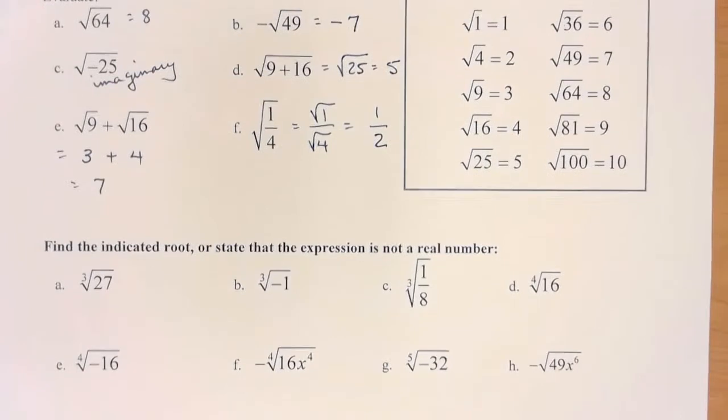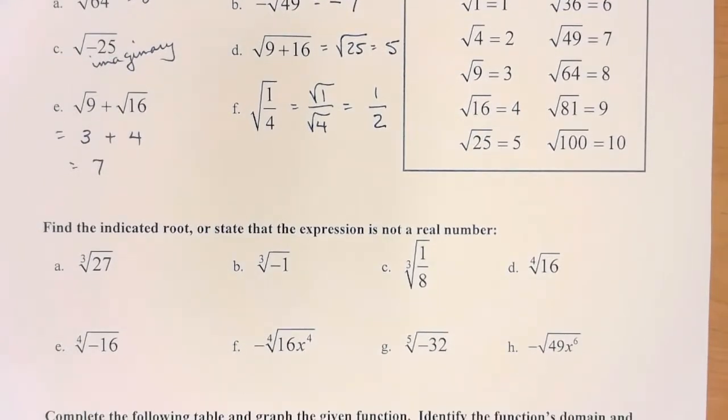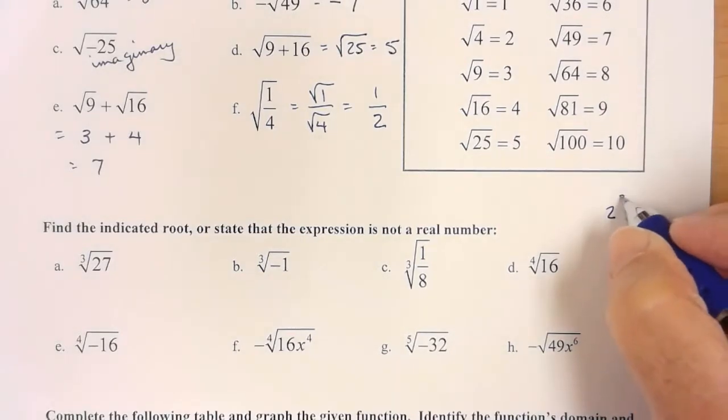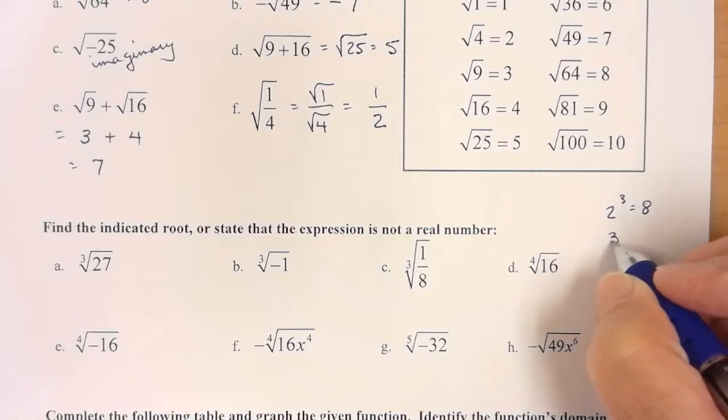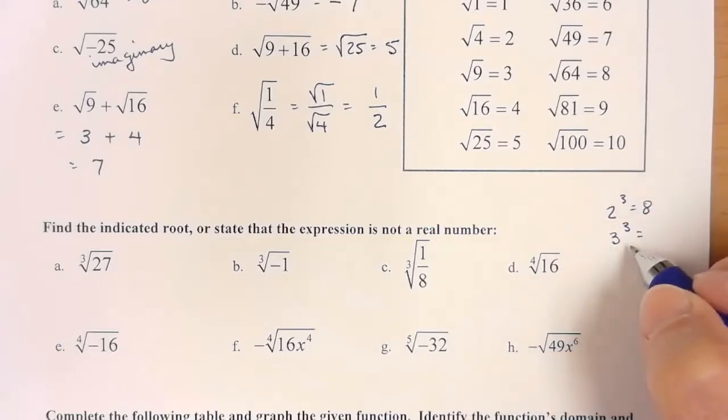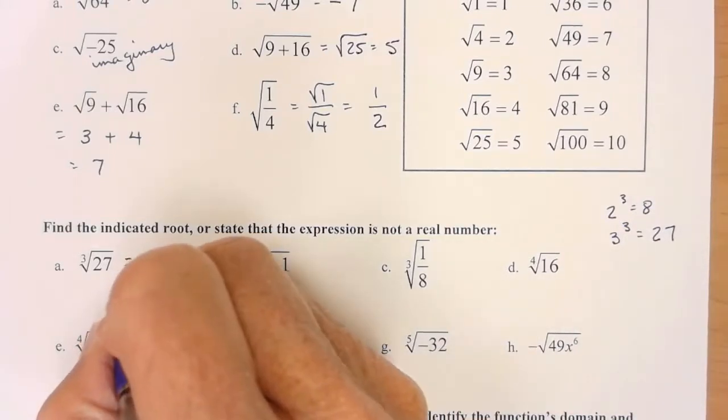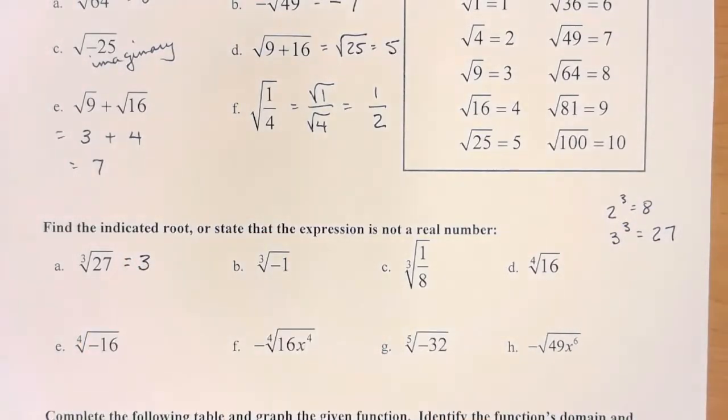Now these are a little bit different. They're different roots, but the idea is the same. In this one, cube root of 27, I'm looking for a number that if I cube it would give me 27. Well, if we played a little bit, 2 to the third would give me 8. How about 3 to the third? 3 times 3 is 9 times 3 is 27. So the answer to this one is 3.